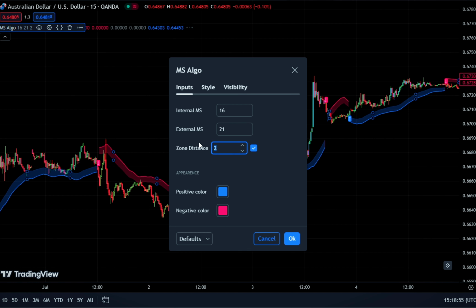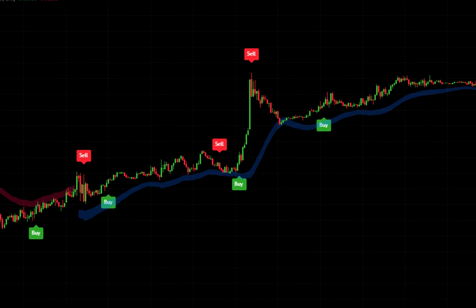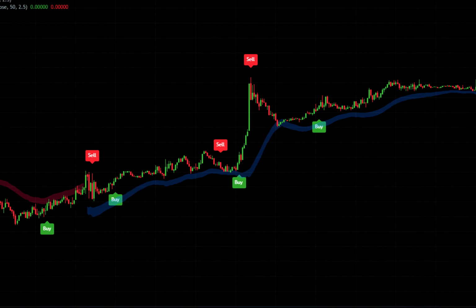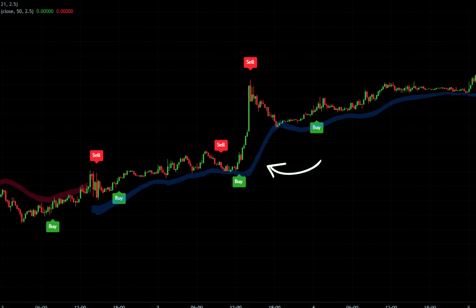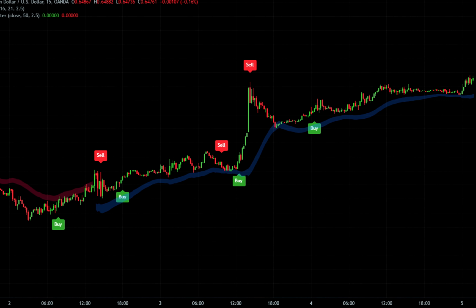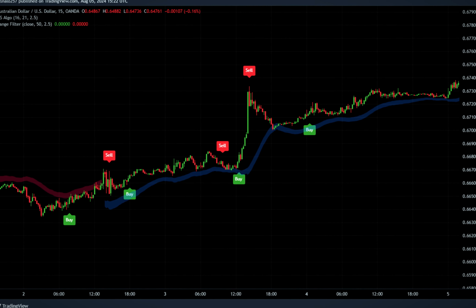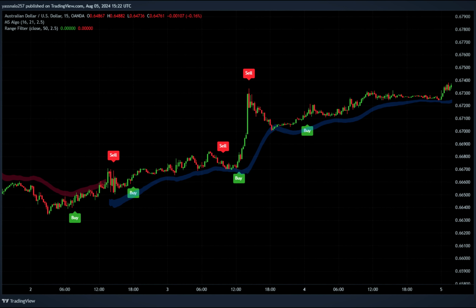This Market Structure Algo indicator will be used as a trend guide in the market. When the Market Structure Algo indicator is blue and below the price candlesticks, it indicates a bullish trend. In this situation, your main focus is to find the best points to place buy orders.